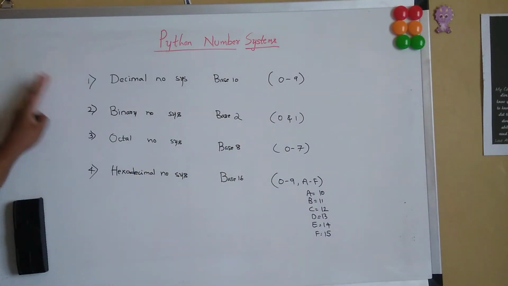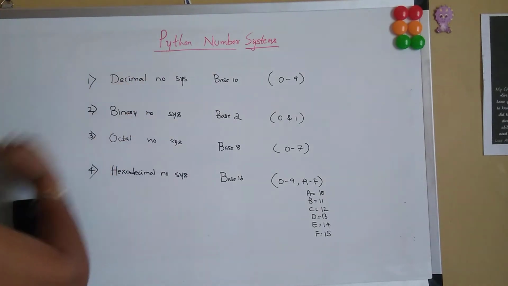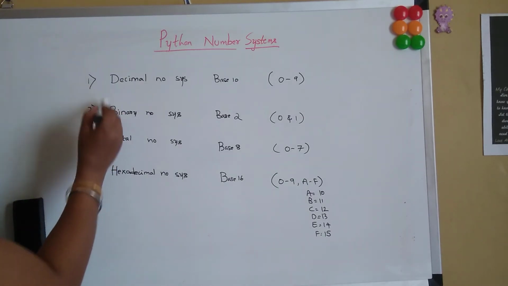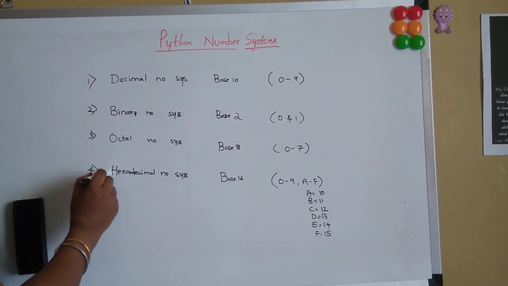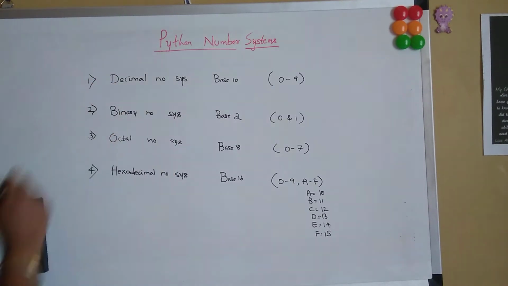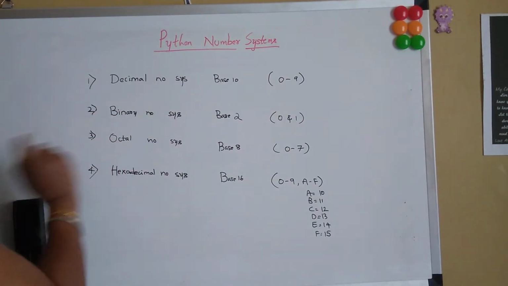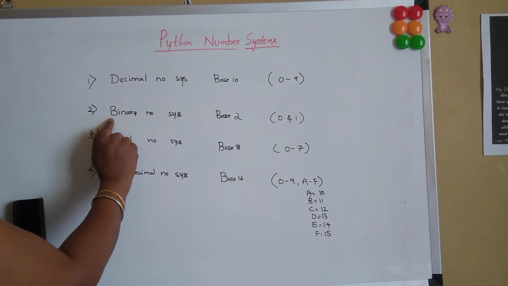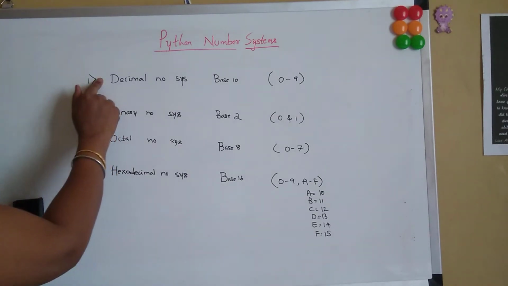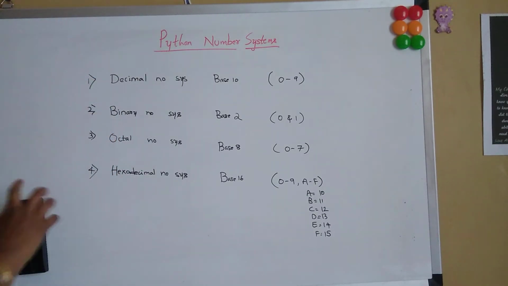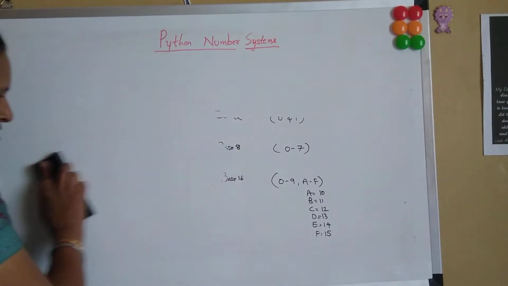And friends, in this session, let's also see how to convert a number from decimal number system into a binary number system, a decimal number system to an octal number system, and a decimal number system into a hexadecimal number system. And we shall also see how to convert a binary number into a decimal, an octal number into a decimal, and a hexadecimal number also into a decimal. So we'll basically see 6 types of conversions in this particular session.